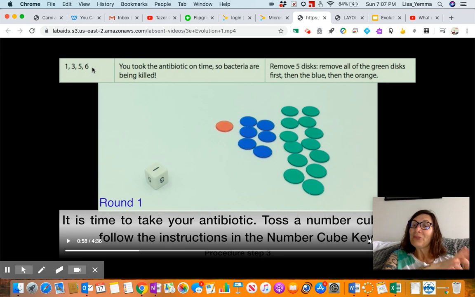Remember the saying, all models are bad, some models are useful. And so you're thinking about what's useful about this model. What does it show that actually helps us understand?